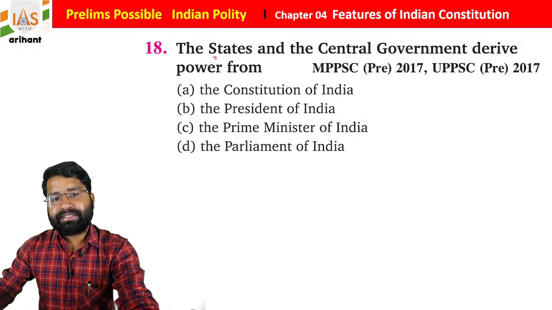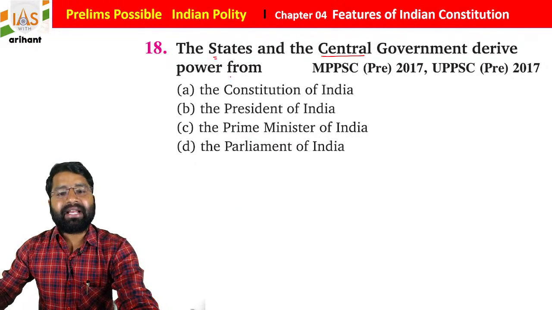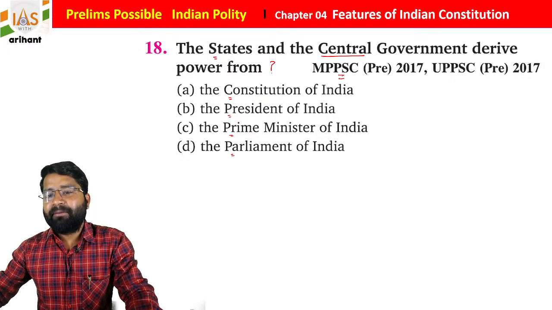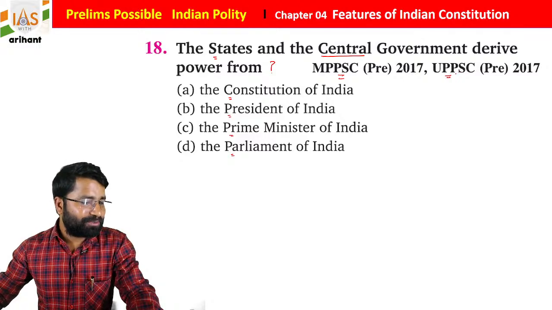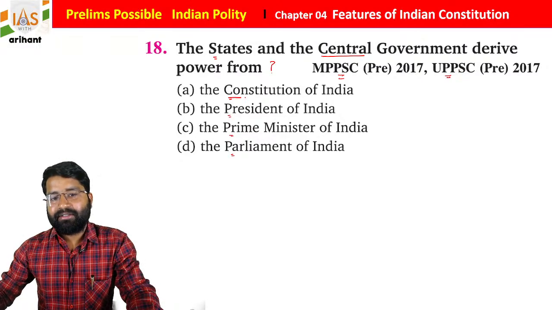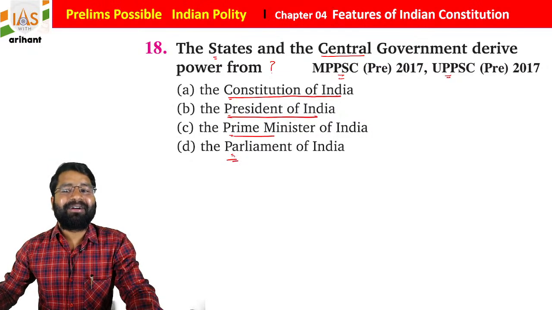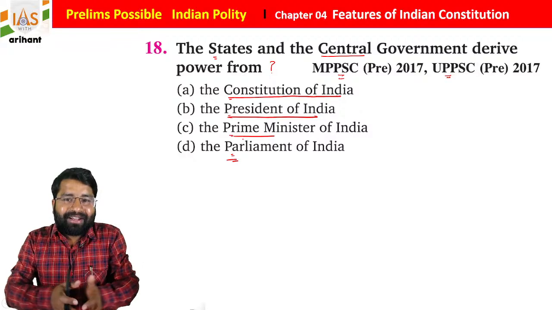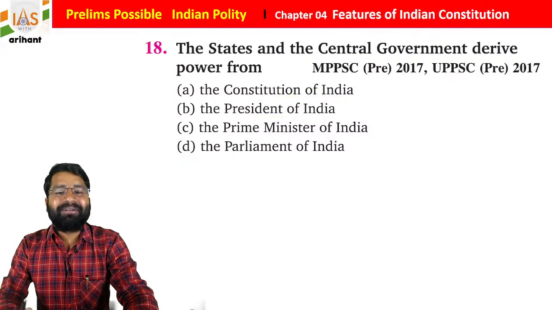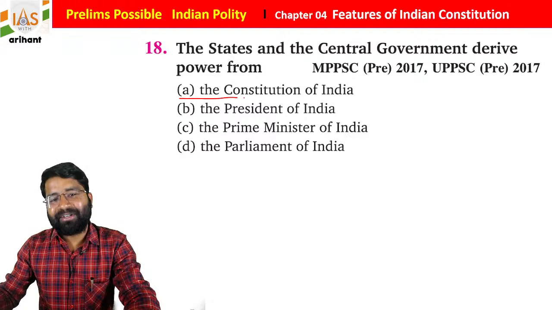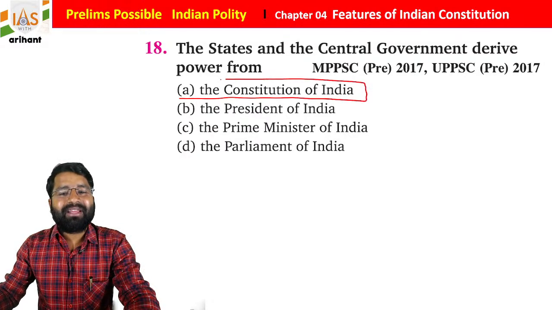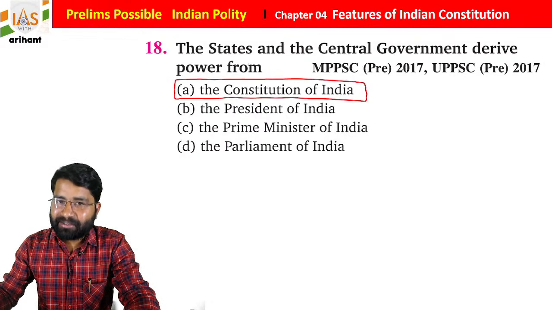Now, the state and the central government derive power from the Constitution of India, the President of India, the Prime Minister of India, or from the Parliament of India. MPPSC paper, UPPSC paper, you have to choose the correct one. So from where do the central government as well as the state government get the power? As you know, students, the Constitution of India is the supreme body and it is defining the power, it is limiting the government.